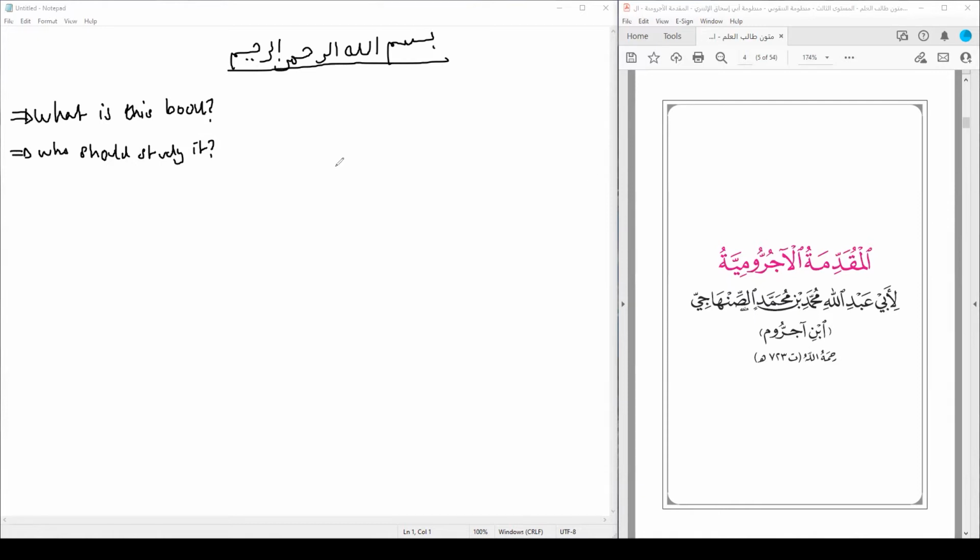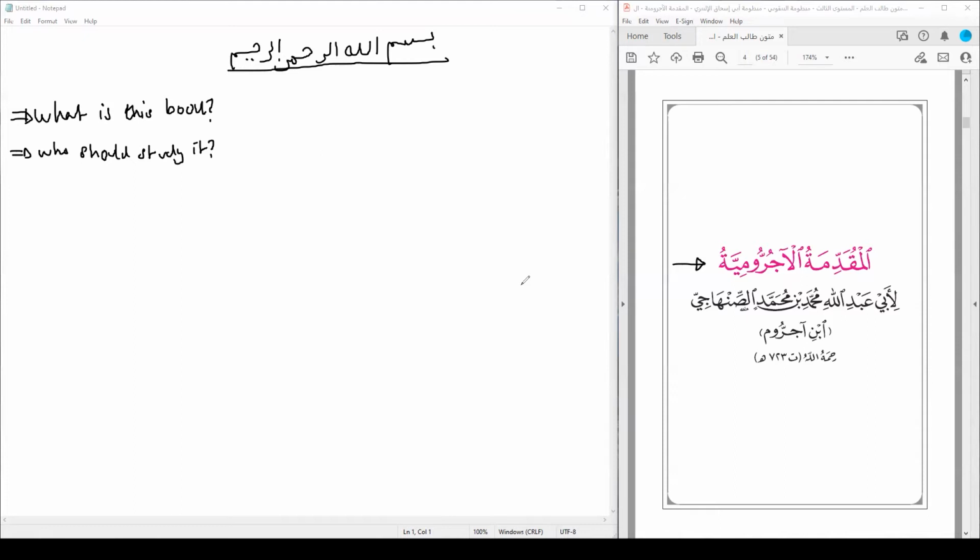This book, as we can see here, is called Al-Muqaddimatu Al-Ajrumiyah. It is an introductory book in Arabic grammar, written by a scholar who was well known as Ibn Ajurrum. And so this book was named after him, Al-Muqaddimah Al-Ajrumiyah. His name was actually Abu Abdullah Muhammad ibn Muhammad al-Sinhaji. And he was from the ulama of Al-Maghrib, the ulama located in Morocco. And he was a scholar in many different fields, Arabic language, qira'at, and so on.